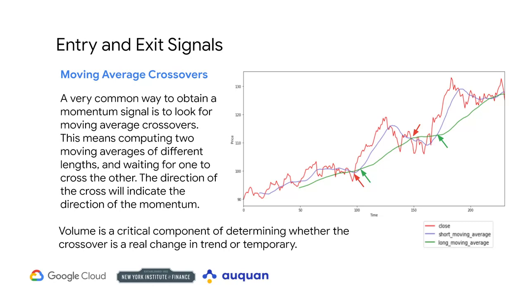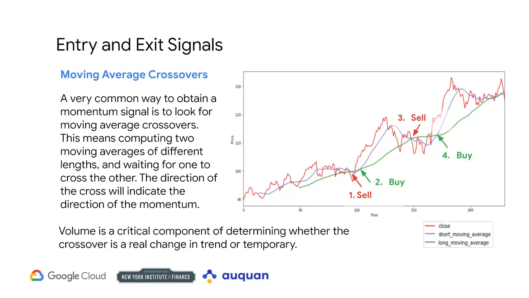At least that's what technical traders believe. Volume is once again a critical component in determining whether the crossover is a real change in trend or temporary. A bear cross is when the shorter moving average moves below the longer moving average, and a bull cross is when the shorter moving average moves above a longer moving average.